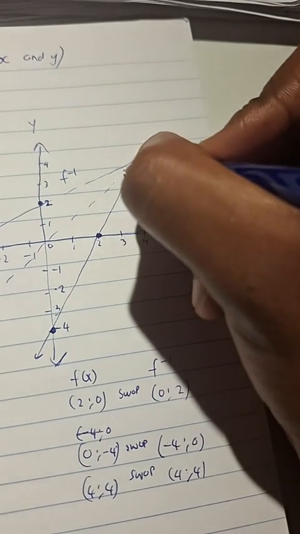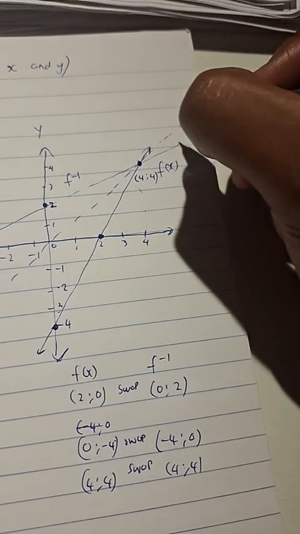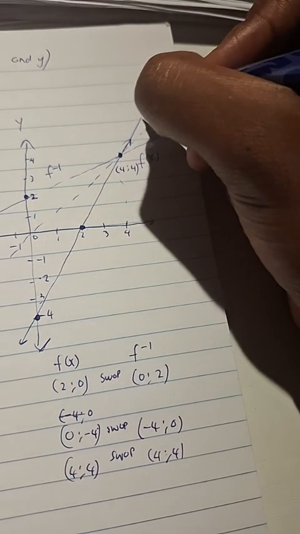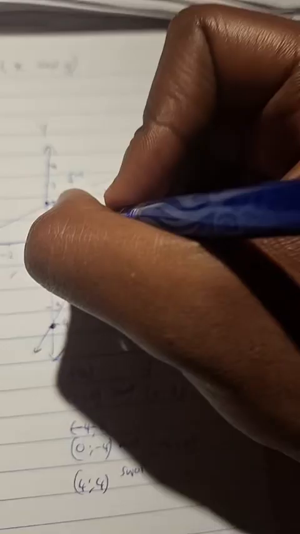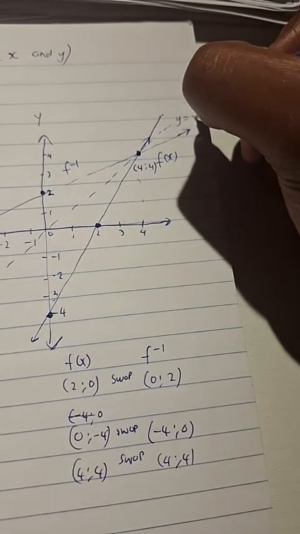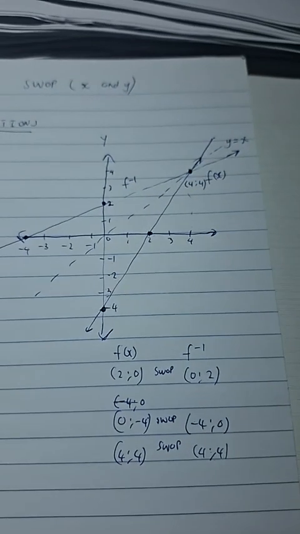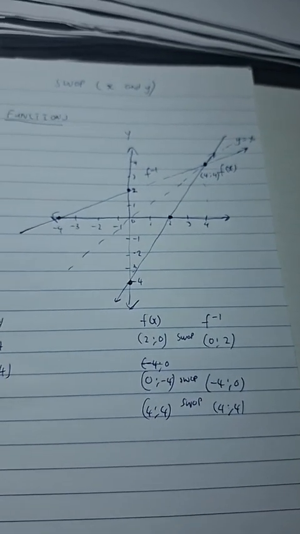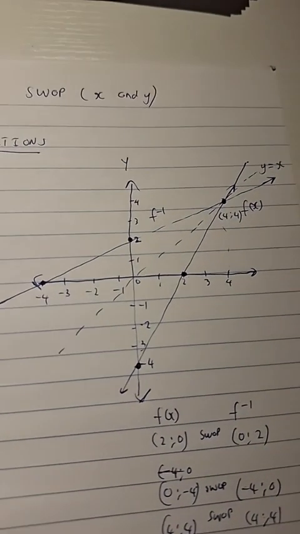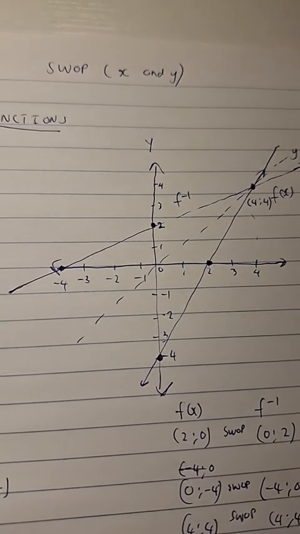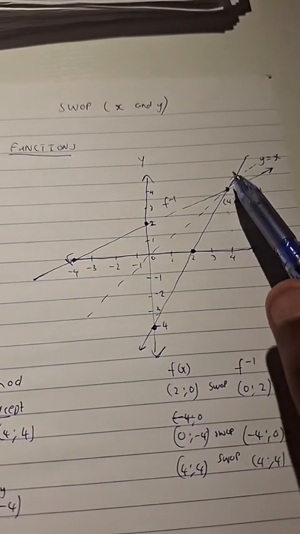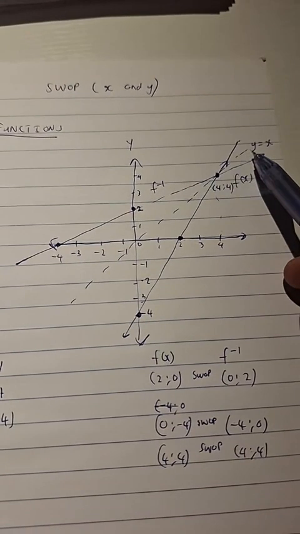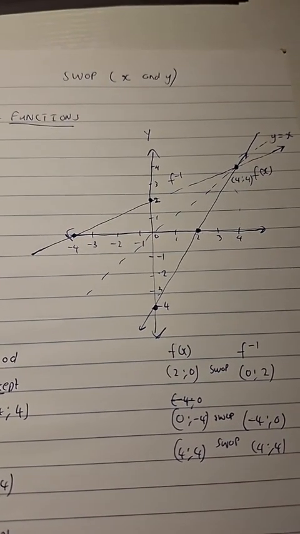they are actually symmetrical along the line y is equal to x. All right, and that's very important to note. Very, very important to note. So they are symmetrical. Inverse functions are symmetrical along the line y is equal to x.